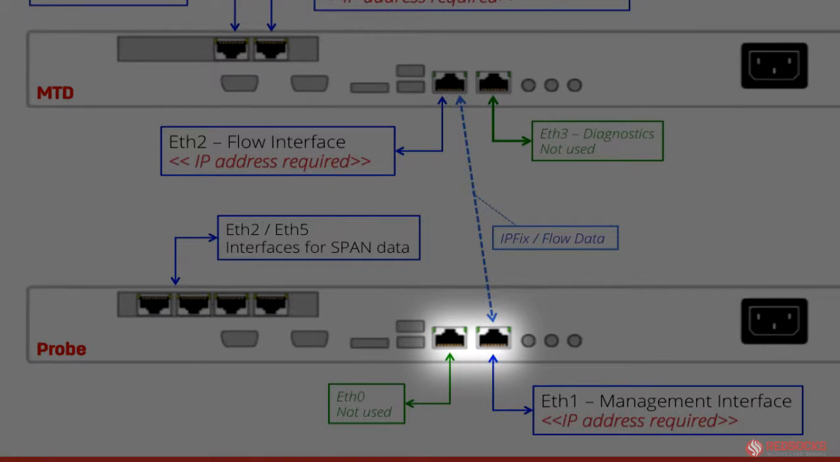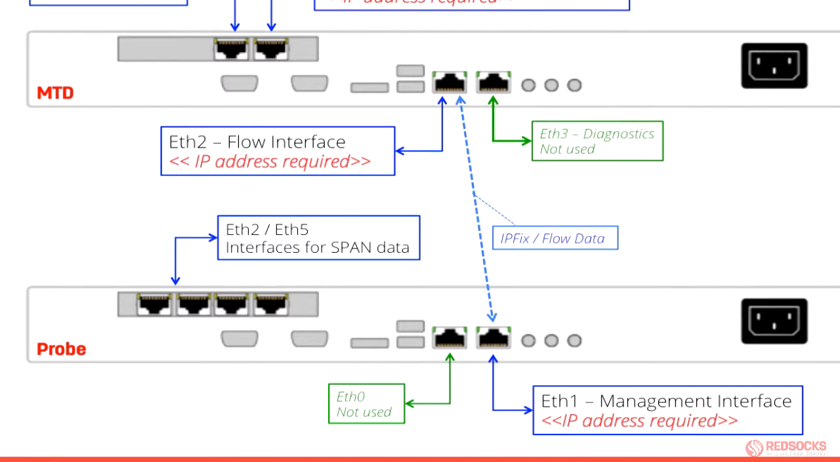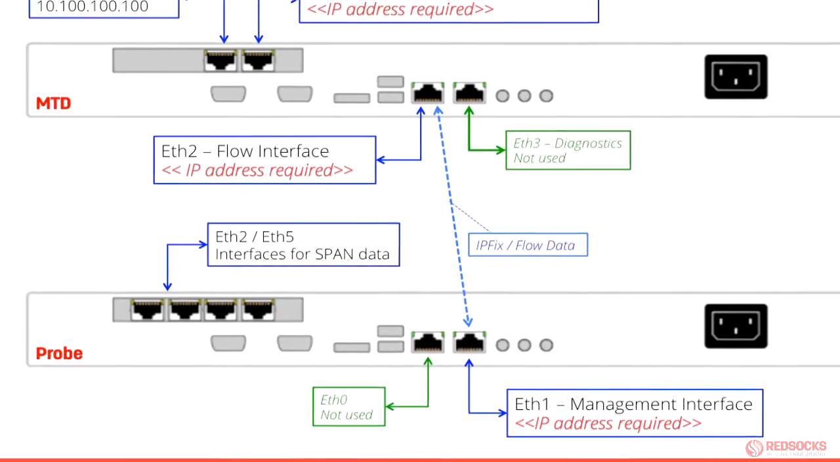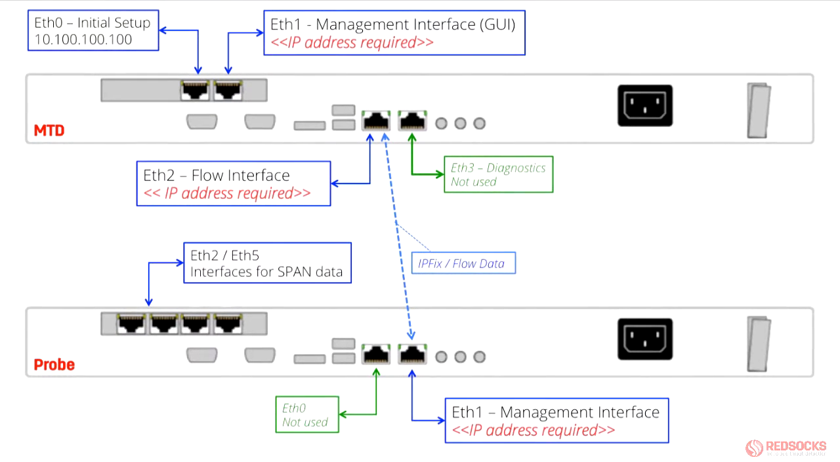Of the 2 built-in network cards, Ethernet 0 is not being used and Ethernet 1 is the so-called management interface and requires an IP address in the limited network where you also have the flow interface of the MTD. Keep in mind that this network does not need to be connected to the internet whatsoever.